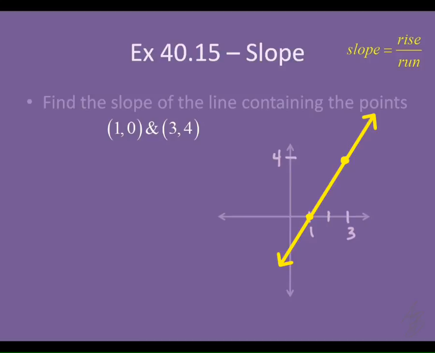Using this idea of rise over run, how can I find the slope? How can I find this number here that's going to tell us exactly how steep the line is? Let's build some stairs, or a stair at least. Which point should I start at? Should I start at 1, 0, or 3, 4? 1, 0. Okay. Why should we start at 1, 0?